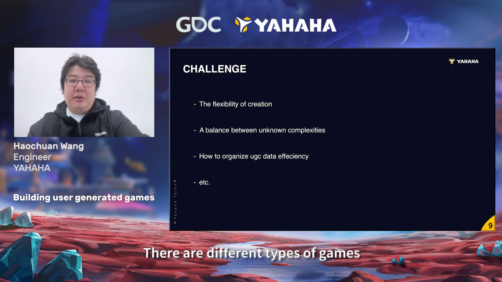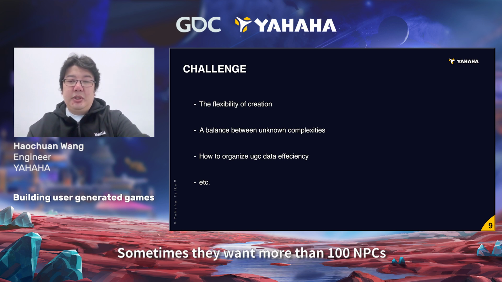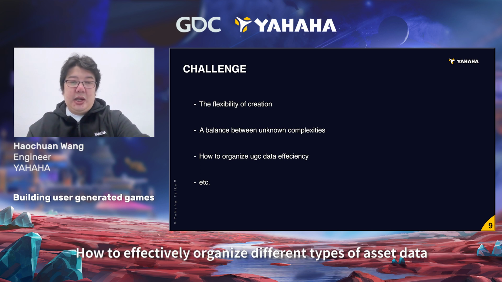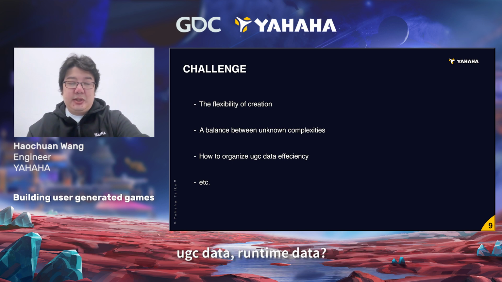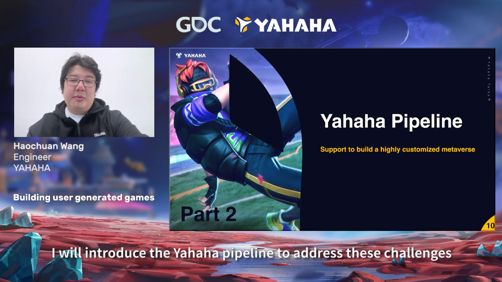There are different types of the game. How to provide a high degree of creative flexibility. The complexity of the world created by users is unknown. Sometimes they want more than 100 NPCs. Sometimes they want a big map. How to balance unknown complexities in user-generated content. How to effectively organize the different types of asset data, UGC data, runtime data, and many more challenges ahead. In the following, I will introduce the Yahaha pipeline to address these challenges.